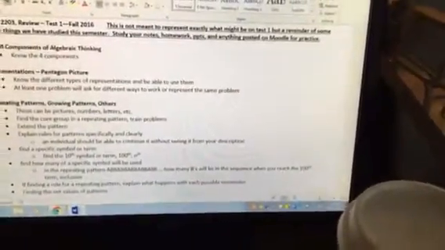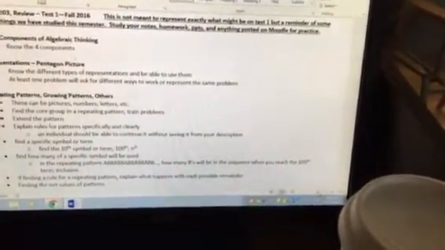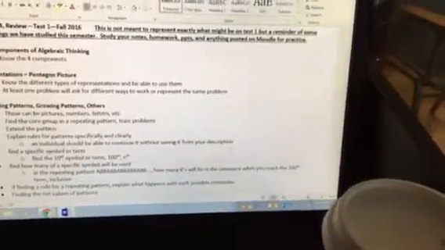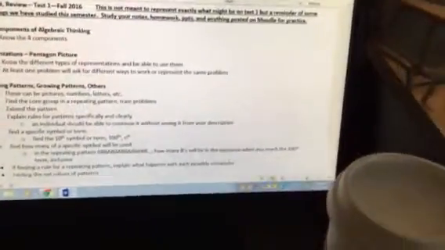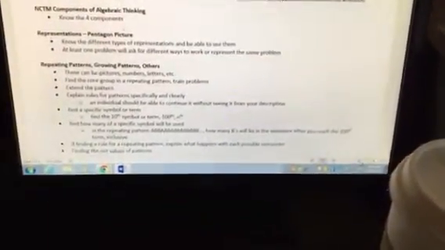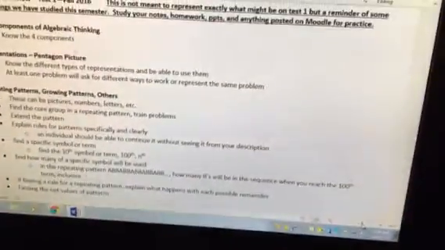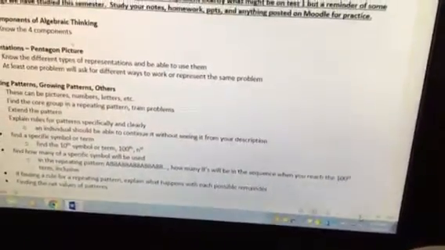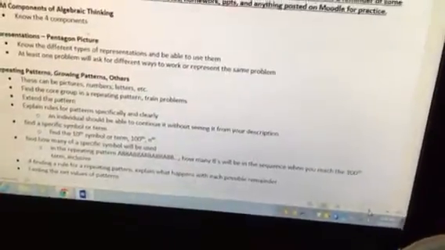M, P, what was the S for? Using symbols. What did we do on this problem with Isaac? We used N to represent figure number. I used A sub n to represent how many blocks are in the nth figure, symbols.